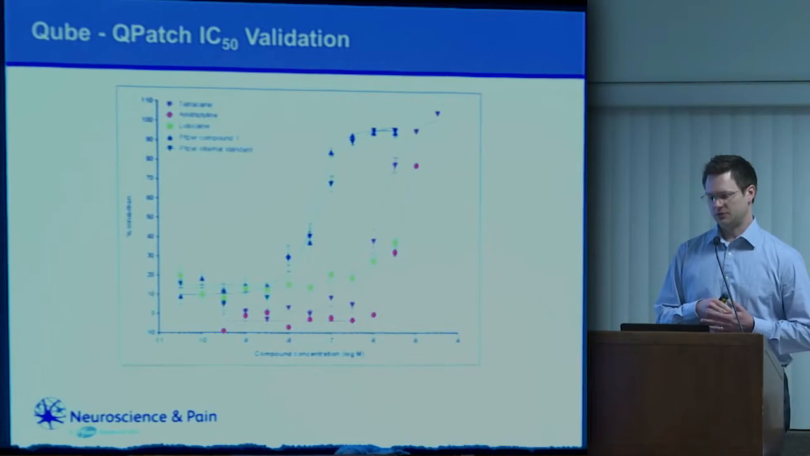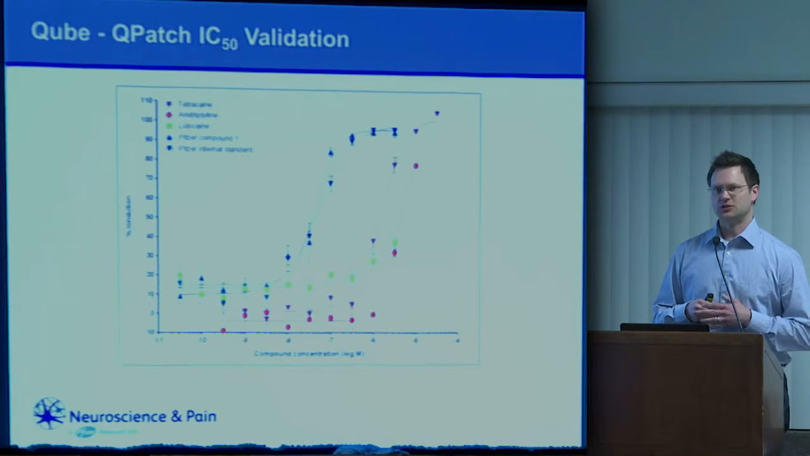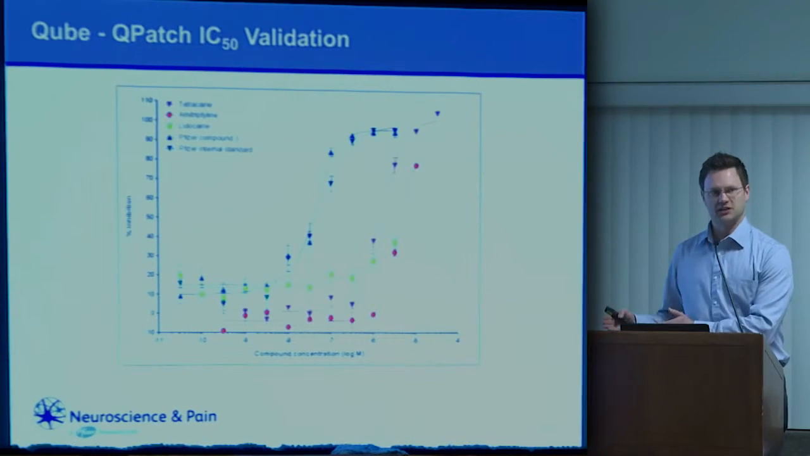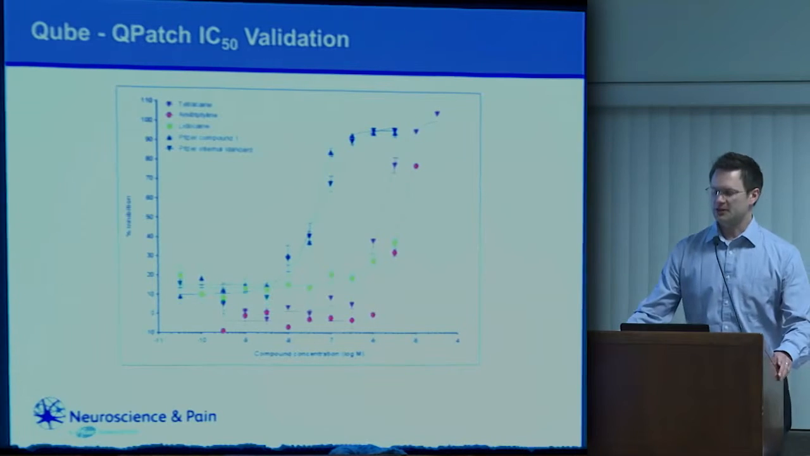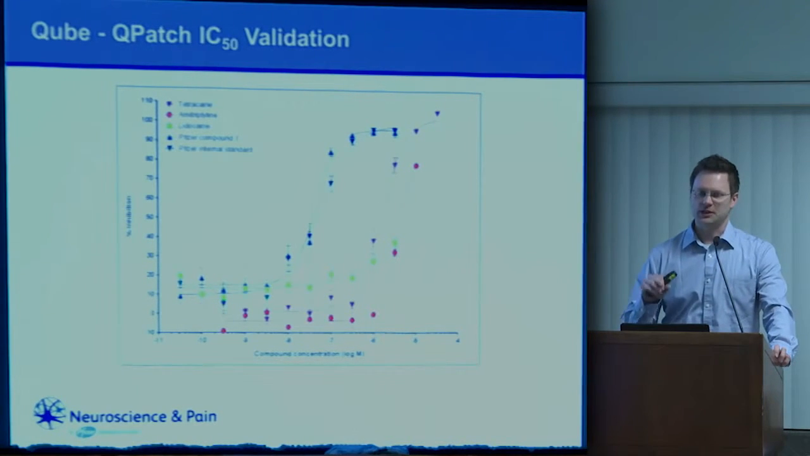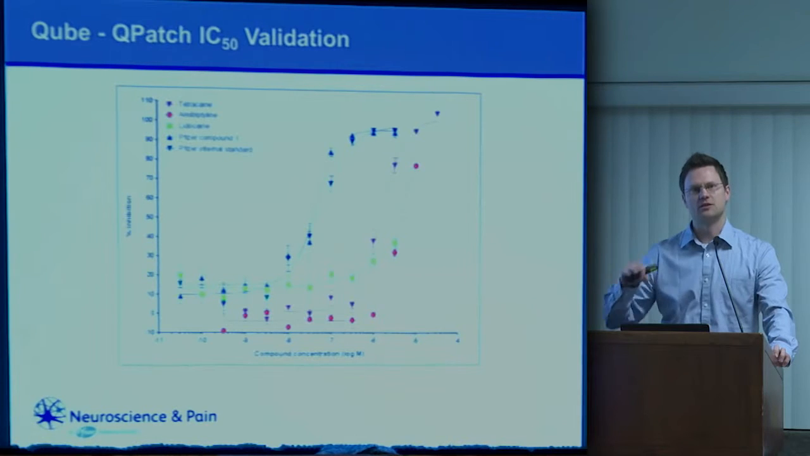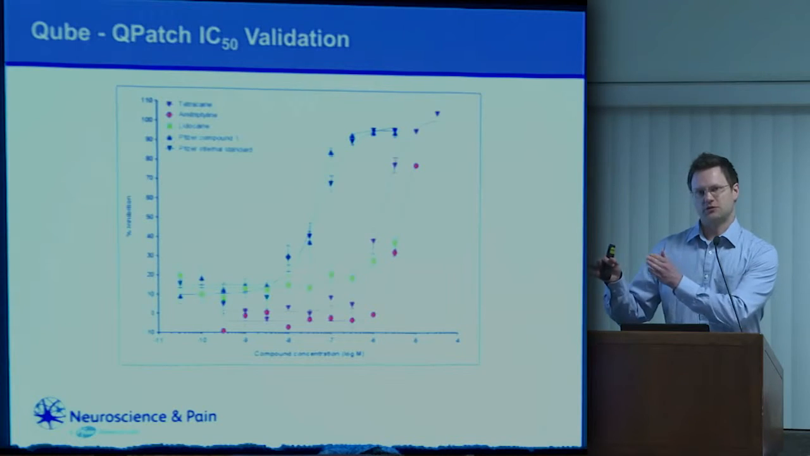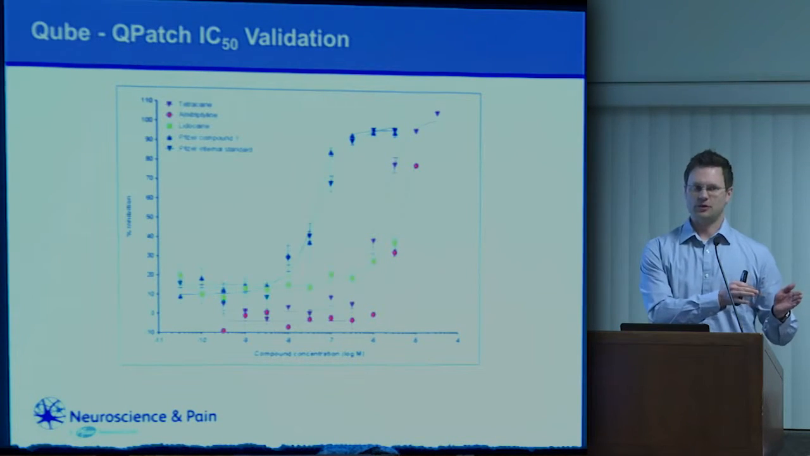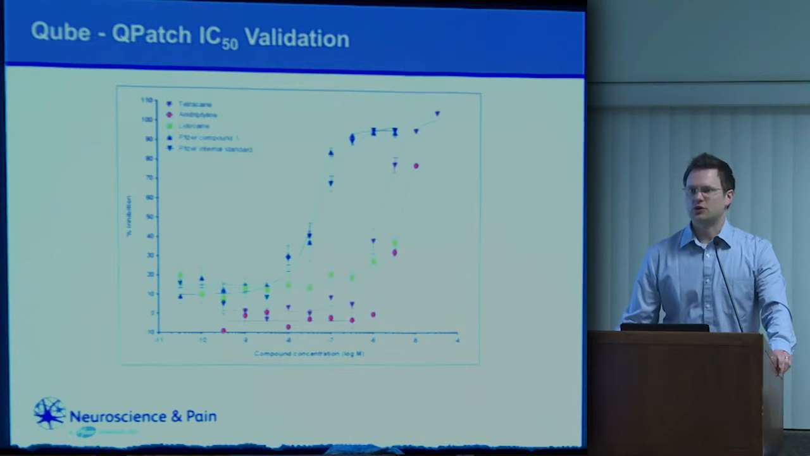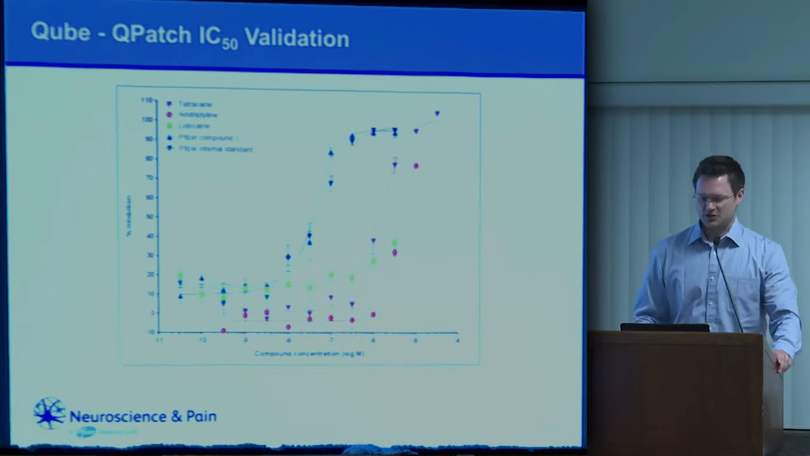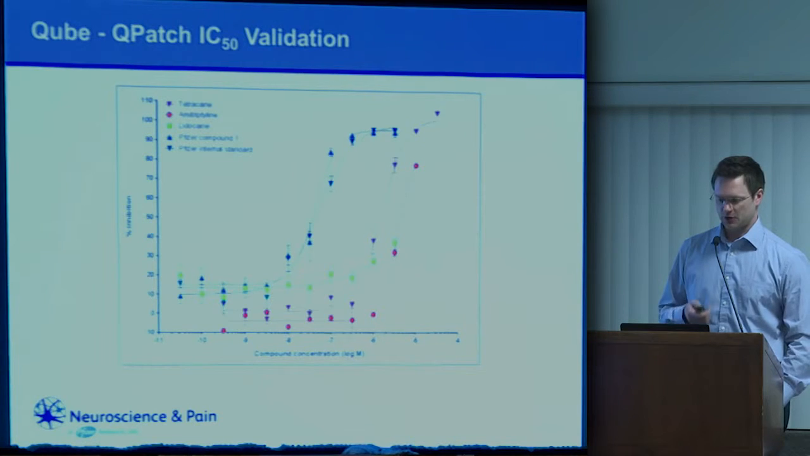Here we were comparing to the QPatch, essentially trying to establish whether the Qube would be able to also generate SAR data post-HTS. The whole rationale for us with high-throughput electrophysiology was that we would be able to run the HTS as well as all the follow-up SAR data generation on the same platform, rather than having to switch from a HTS technology to follow up on electrophysiology. So it was important for us to know that the IC50s generated on the Qube would be similar or identical to the QPatch. So this is just showing some example IC50 traces from the Qube.